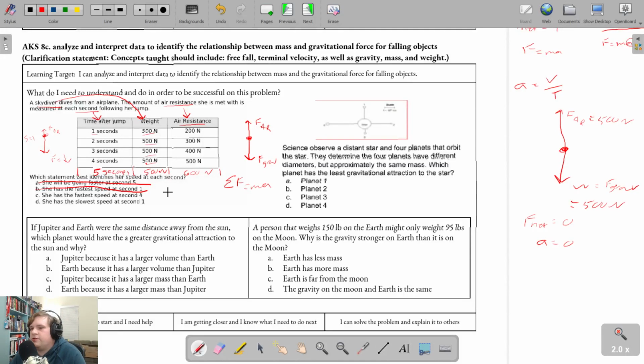Now, this question gets a little confusing. Here we go. We eliminated 2 answers. Now we have 2 answers that theoretically at first glance make sense. The slowest speed at second 1: she jumped out, 1 second later she had a large force down, but she started at 0, so therefore that should be her slowest second. And she has the fastest speed at second 4. Well, we know 4 is her terminal velocity.